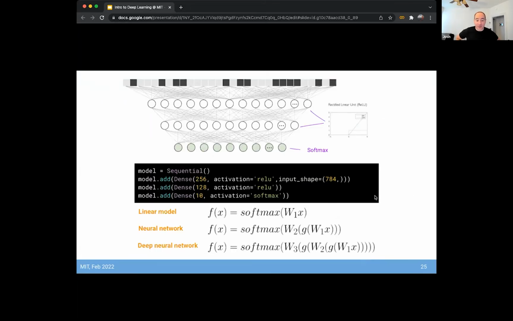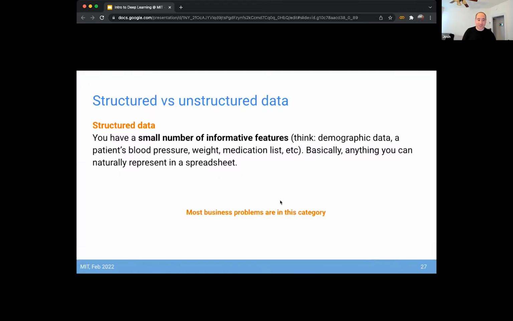And then a deep neural network, we just continue this pattern. So you continue adding layers. And typically, the very last layer will have something like a softmax, so it gives you numbers that you can interpret. So here's a good question. A common question is, when should you use neural networks?